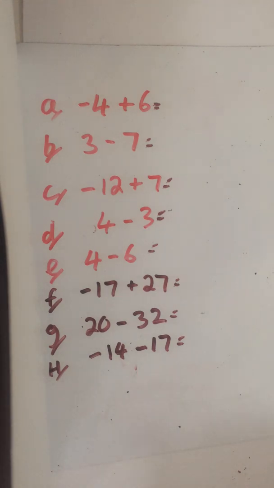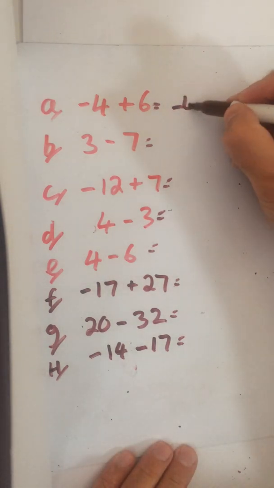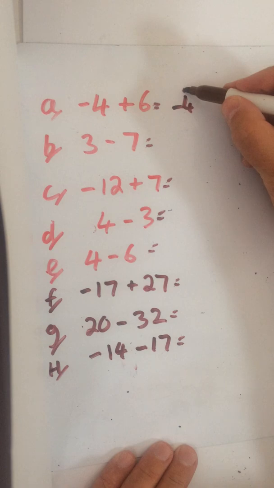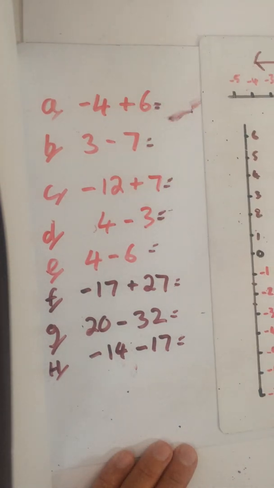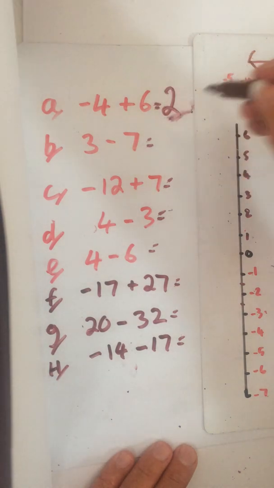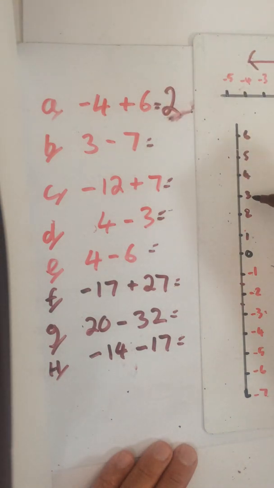Right, okay, let's have a quick look. So minus 4, and we've got a plus 6 with that. You can use our number line for that one, perhaps. So we're at minus 4, we're going to add 6. 1, 2, 3, 4, 5, 6 gives us 2. Then we've got 3, and we're going to take away 7. Taking away, so it's going to get smaller. 1, 2, 3, 4, 5, 6, 7 gives us minus 4.